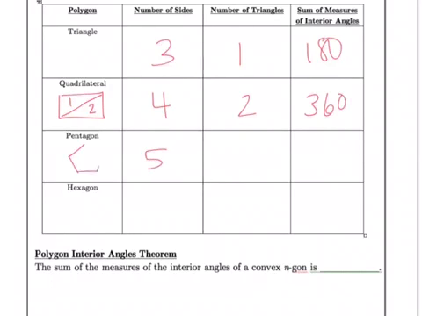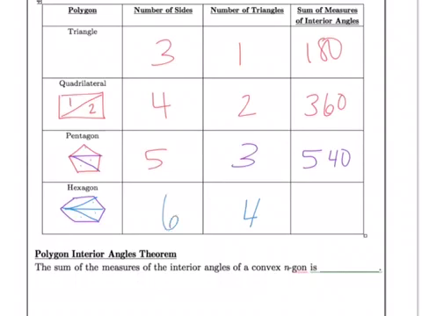A pentagon has 5 sides, and if we look at the number of triangles, we would have 1, 2, 3 triangles, which means 180 times 3 is 540. And then we have a hexagon, 1, 2, 3, 4, 5, 6 sides, and we have 3 lines, which means I have 1, 2, 3, 4 triangles. 6 sides, 4 triangles, and that would be a total of 720 because I would take 4 times 180 to get 720.